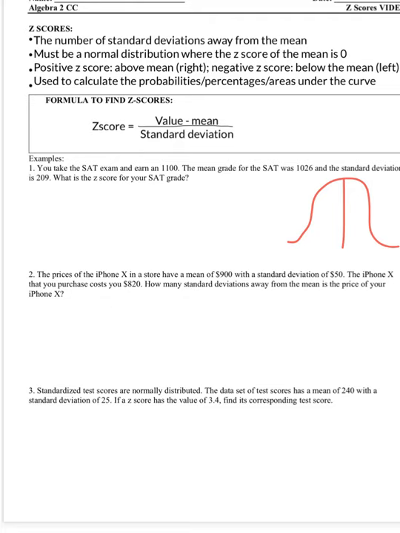So if the mean is a 1026 and you earned an 1100, your z-score should be positive because your grade is higher than the mean. You are above the mean, you are on the right, which is a positive z-score.